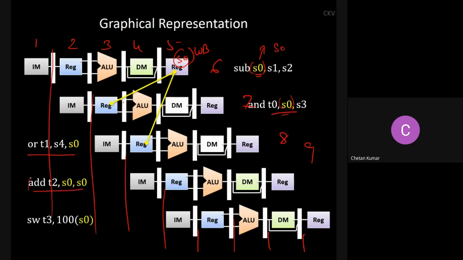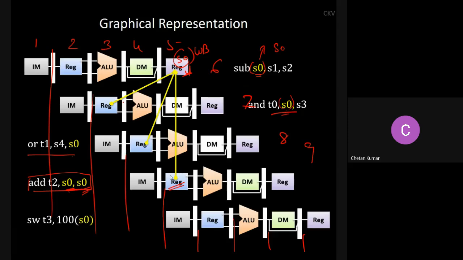Now, what about this instruction? Will it create a problem? Where will you be reading S naught from? You will be reading S naught from the register file. So you are writing into the register file and reading from the register file in the same clock. Is it allowed? Is writing into a register and reading from the same register allowed?